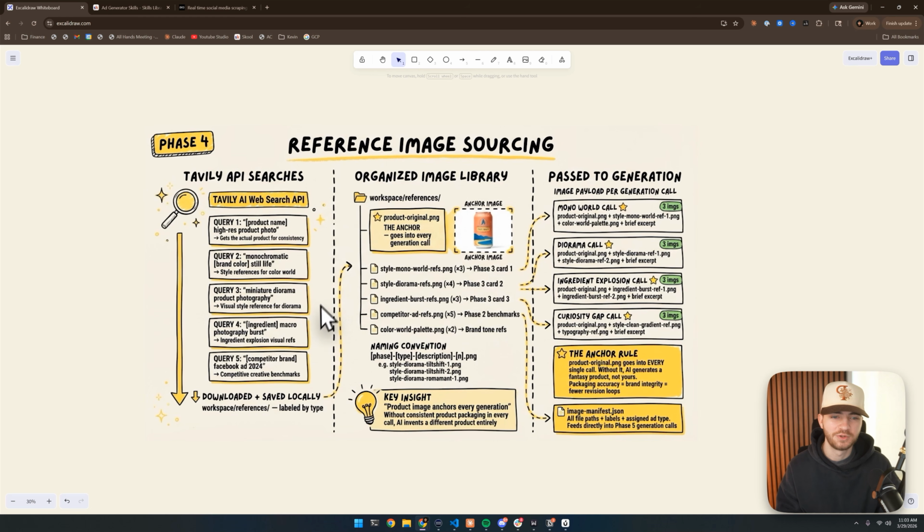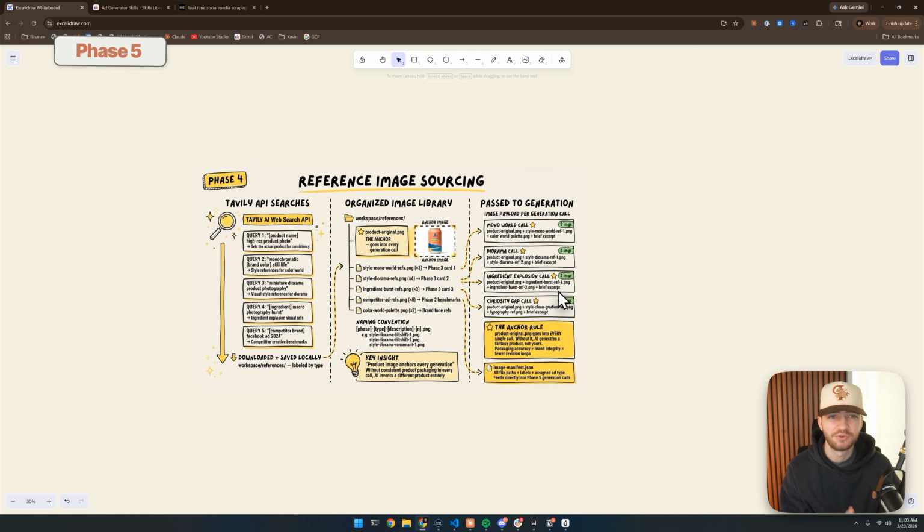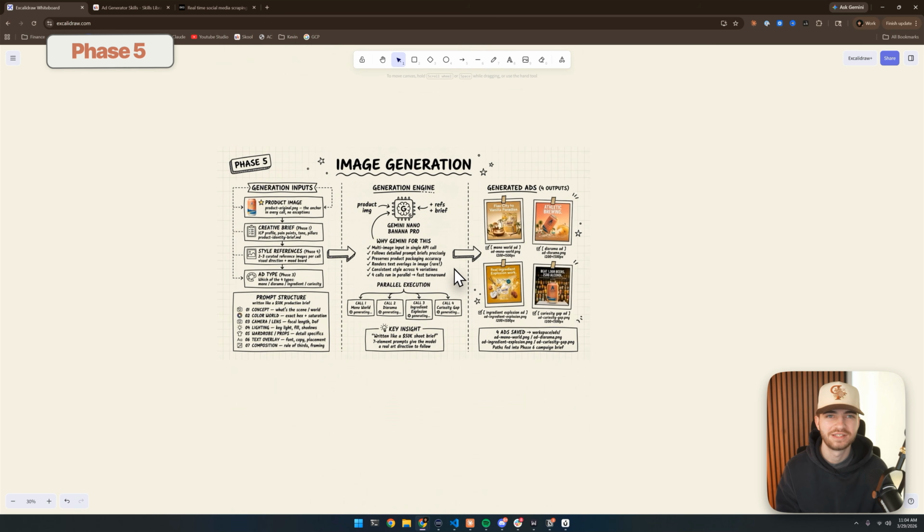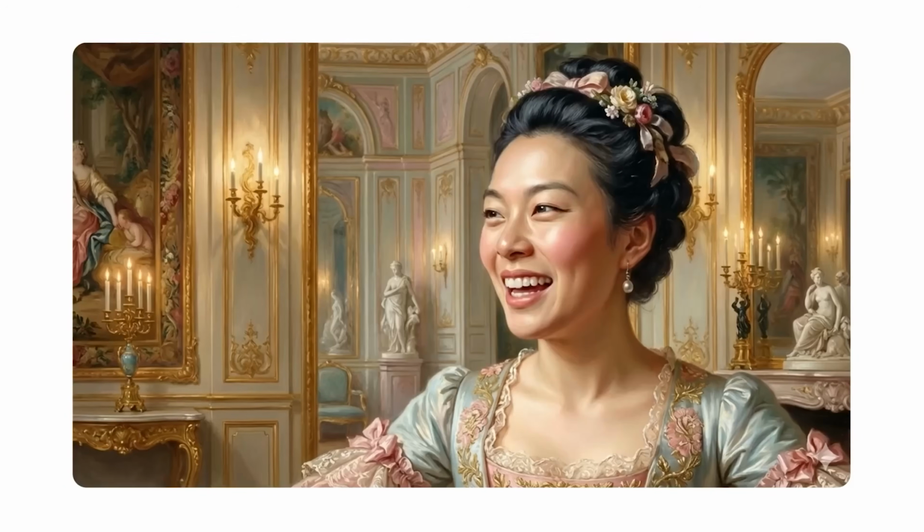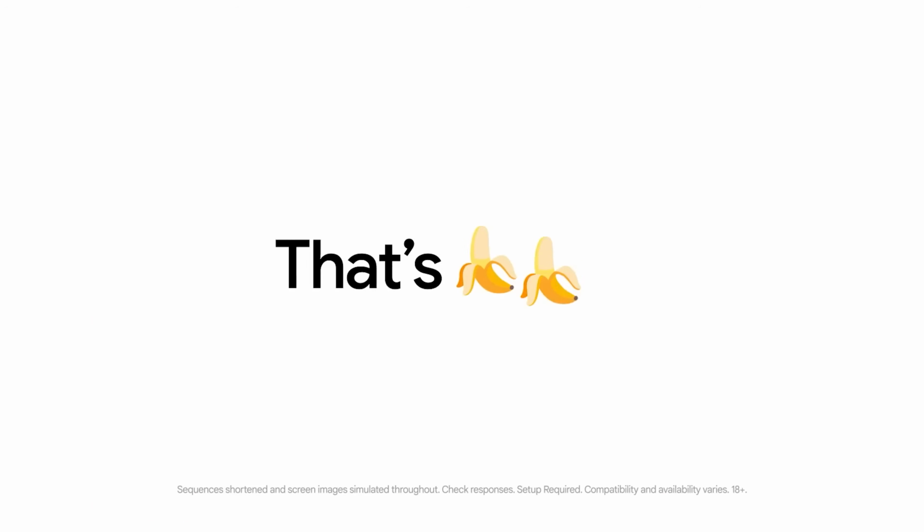Once we've captured all of those images, we organize them in our workspace folder, and then we pass them into the generation step. The generation step uses Nano Banana 2 to actually generate these ads, but it includes a lot of information from the steps before.